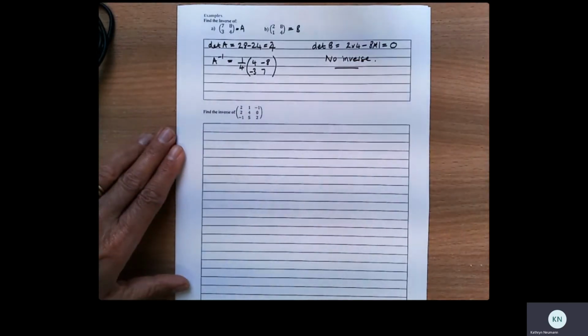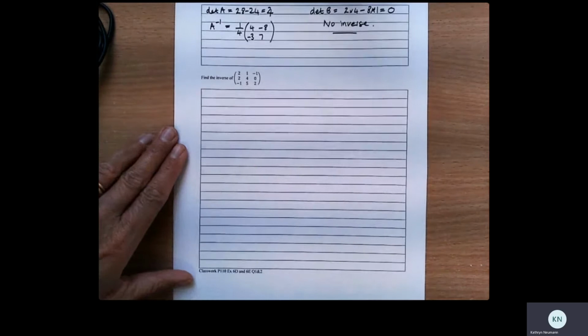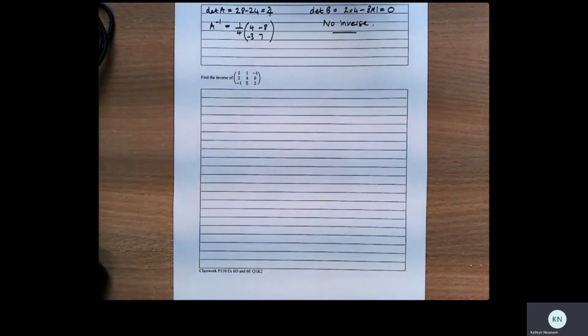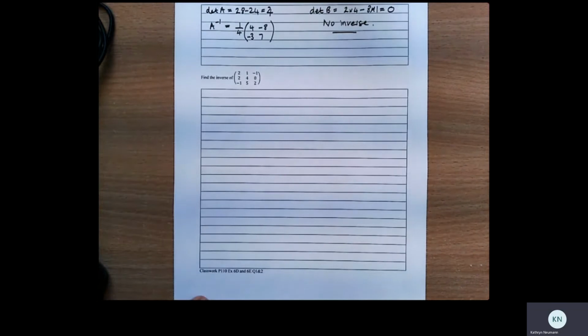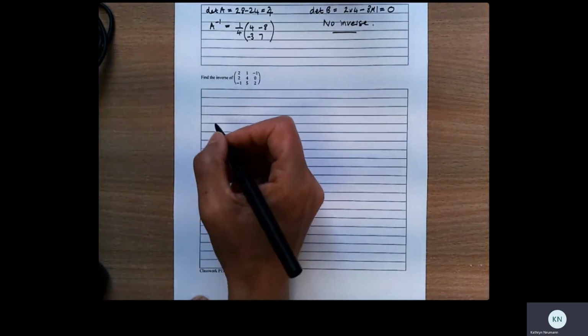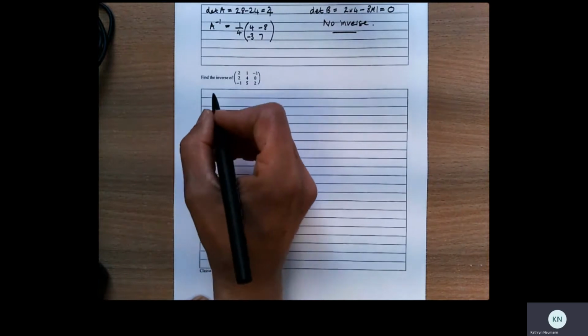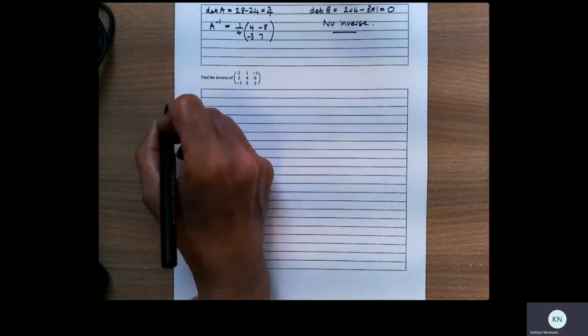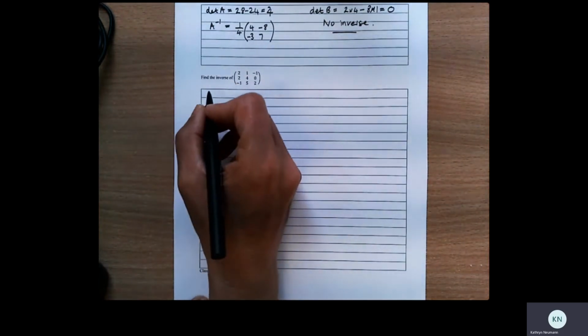Right, let's have a look at the inverse of a 3 by 3 matrix. Right, the first thing you do is you find the determinant. So step 1 is find the determinant. So looking back to the previous page, that's step 1.